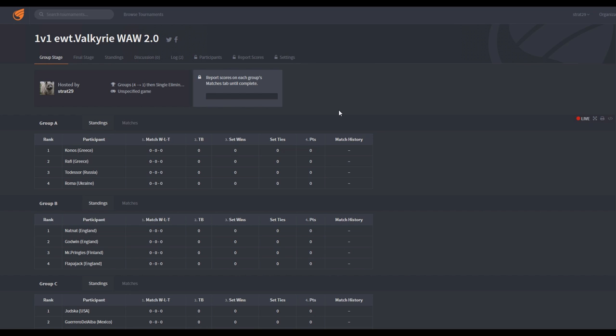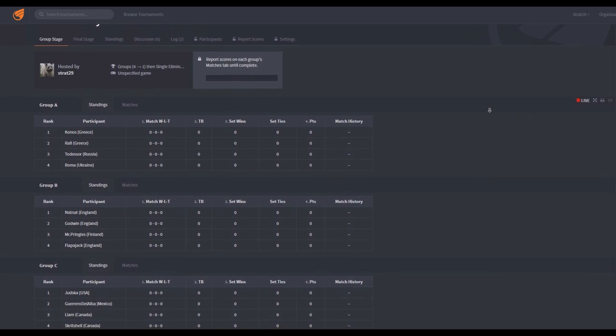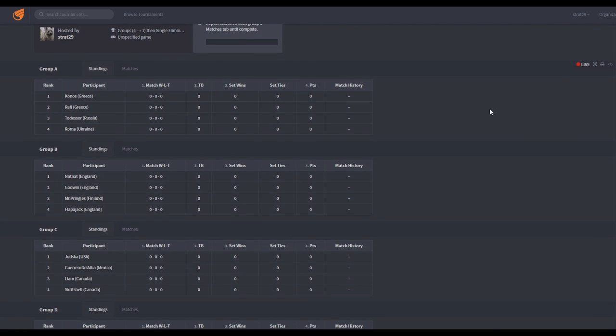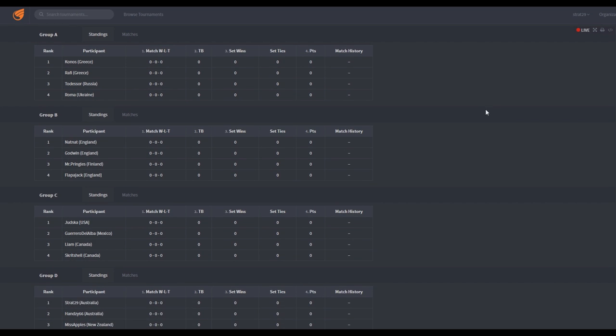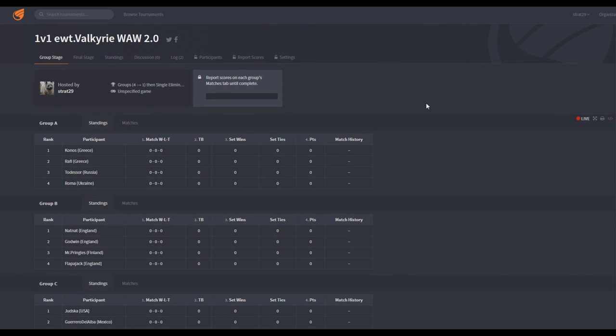So it's going to be a 1v1, and it's going to be in group stages at the start. So groups of four, and four players in each group. And the top one player from each of those groups will go through. So four of them will go through into the single elimination stage, I believe, which is bracketed.